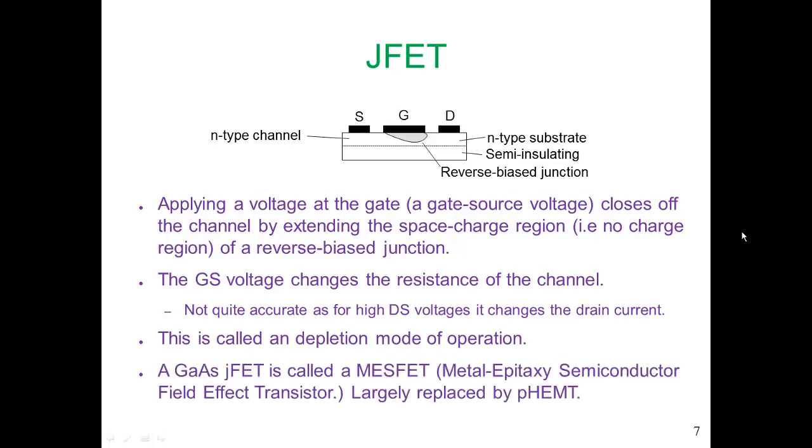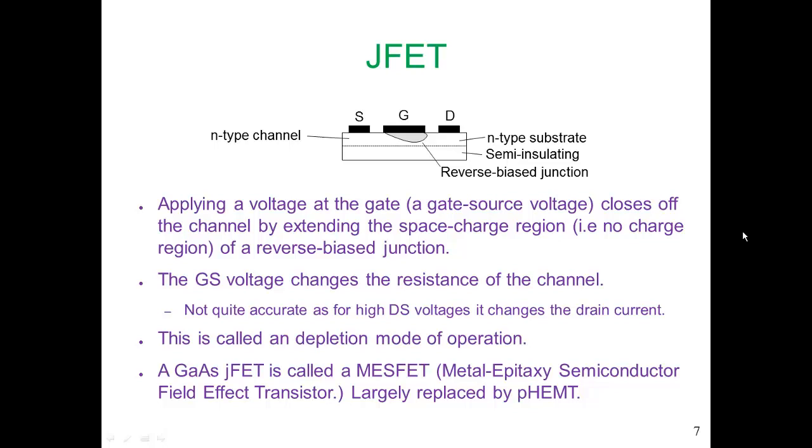So a gallium arsenide JFET is called a MESFET, for metal epitaxy semiconductor field effect transistor, but we can build JFETs in silicon technology and other semiconductor technologies. So MESFETs are not widely used now. They're largely replaced by the PHEMT, which operates much the same way.